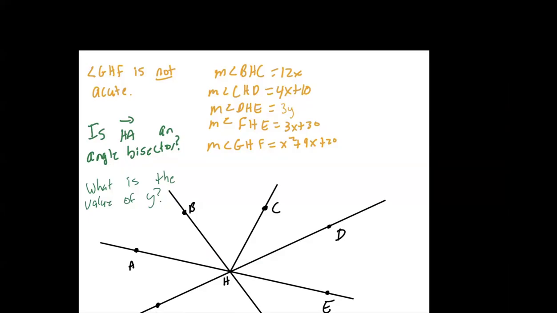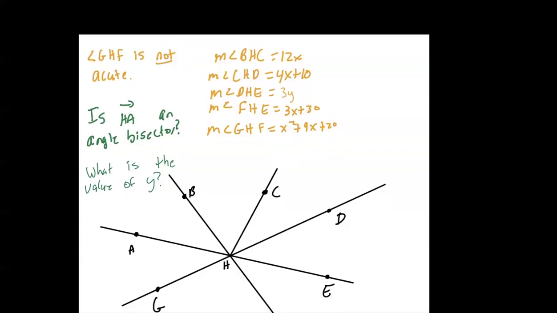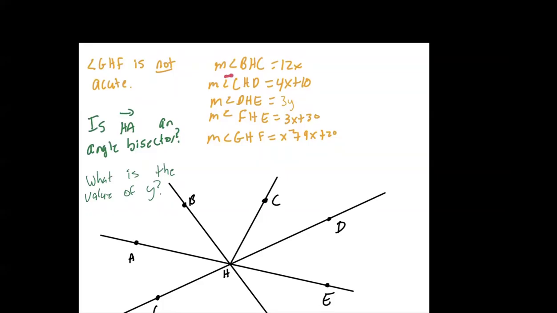Let's look at the information given here, and I will remind you, every piece is given for a reason. We'll start from here. Angle GHF is not acute. Okay, we don't need that information yet. Let's try to label whatever is given. Angle BHC is 12x.